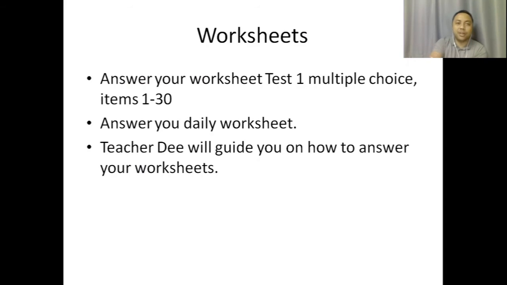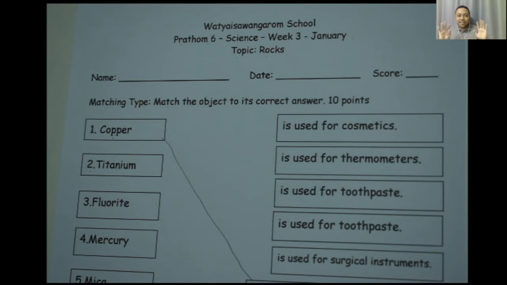It's time to answer your worksheets. Answer your worksheet test 1, multiple choice, items 1 to 30. This is from your monthly worksheet. And also, answer your daily worksheet. Teacher D will guide you on how to answer your worksheets. So stay tuned. Hello Prathom 6, it's time to answer your worksheet.